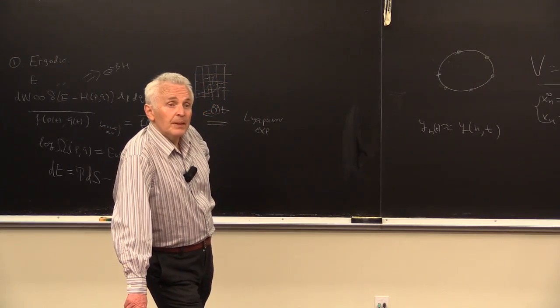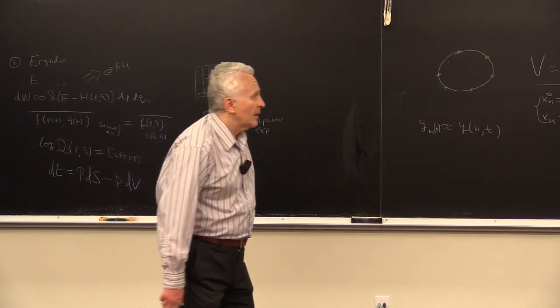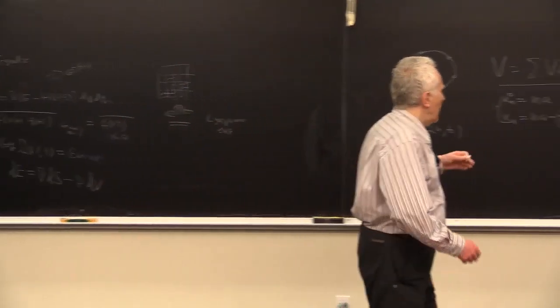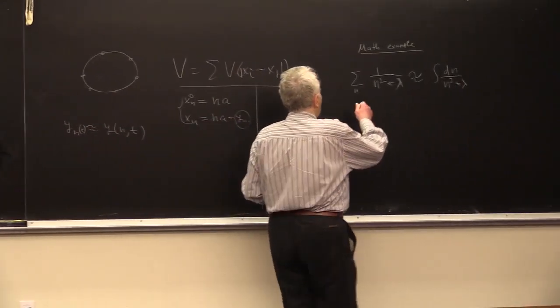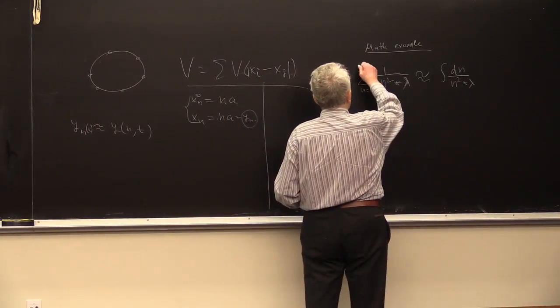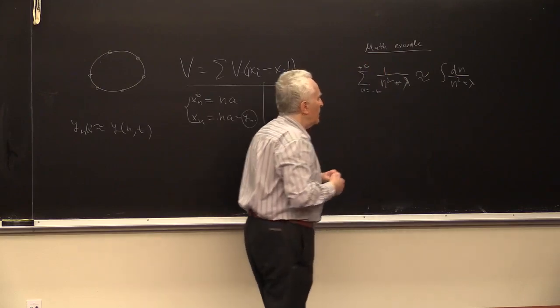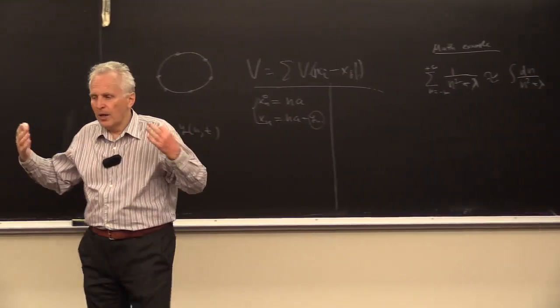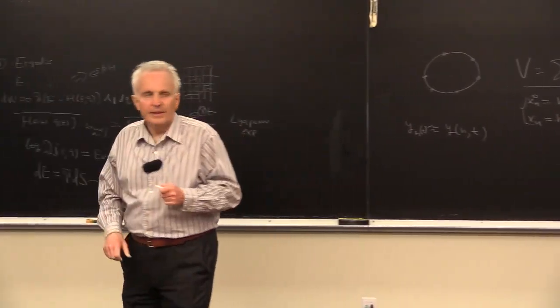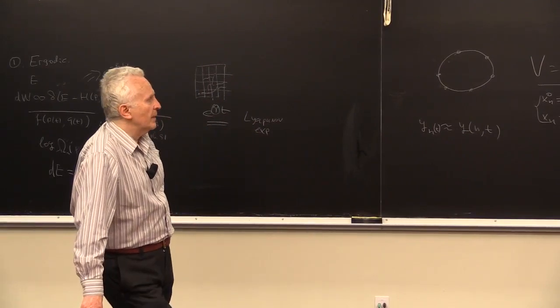So, yeah, go ahead, please. Large number of n. Large what? N. But I sum over n. How do I know? So I have a sum from minus infinity to plus infinity. So how do I decide which n are important?